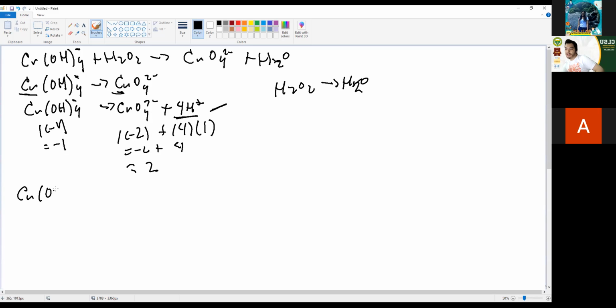So, CrOH4 negative will yield CrO4 2 negative plus 4H. So, how do we make 2 para maging negative 1? So, we will add 3 electrons. So, balance na. Kasi negative 1. So, negative 2 plus negative 3 is negative 5. Plus 4 is negative 1. So, balance na yung charge, balance na yung elements. So, okay na yung half na to.